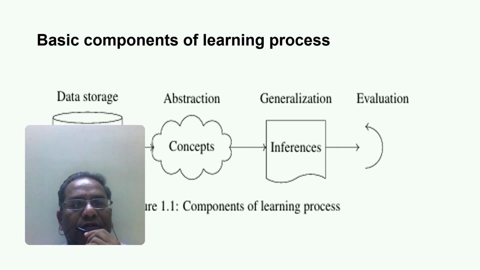Here we have four learning strategies, meaning the basic learning process. One is data storage, which stores our data. Abstraction indicates the components, and generalization draws some inferences. Based on this, we can have our evaluation.